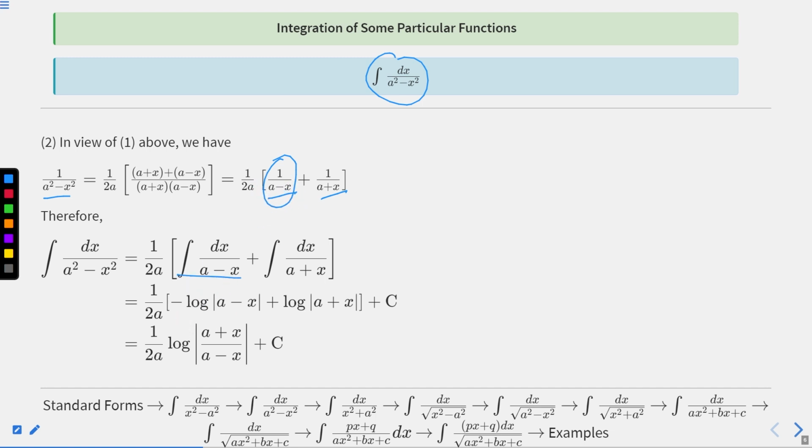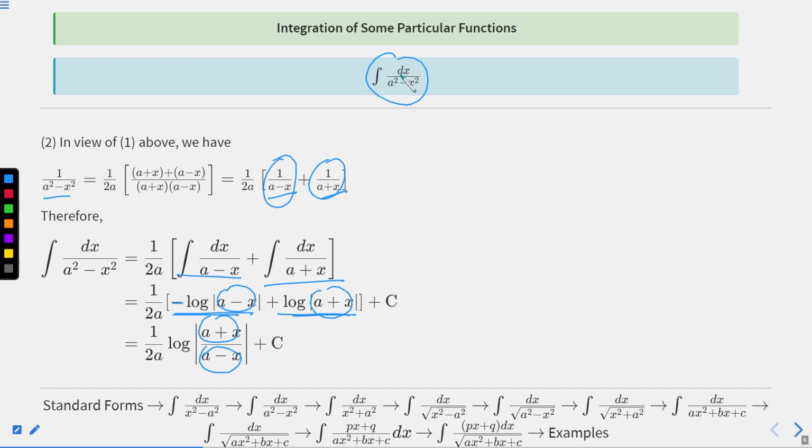Integration for this will be minus log a minus x, and integration for this will be, as you can see, log modulus a plus x. Okay, now again using what property? Log property, that log a minus log b is nothing but log a divided by b. So log a minus log b is equal to log a divided by b. Okay, so you will get this as your expression.